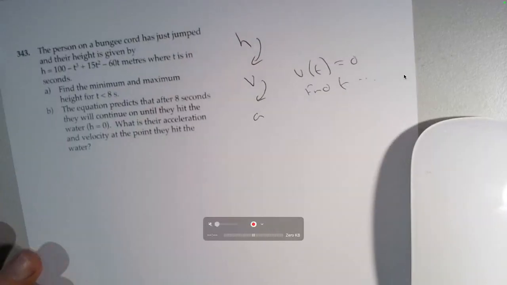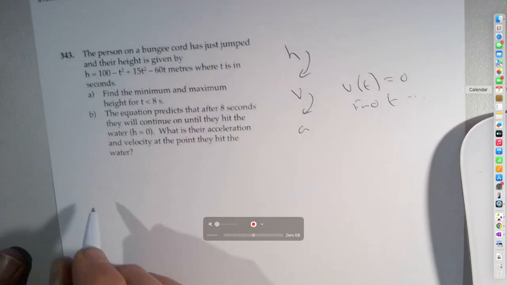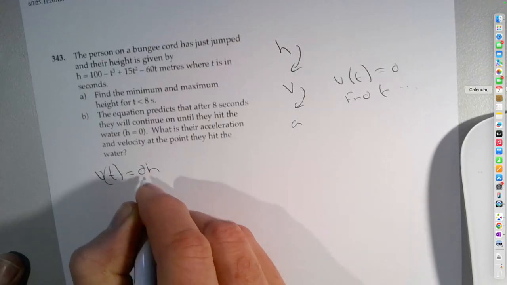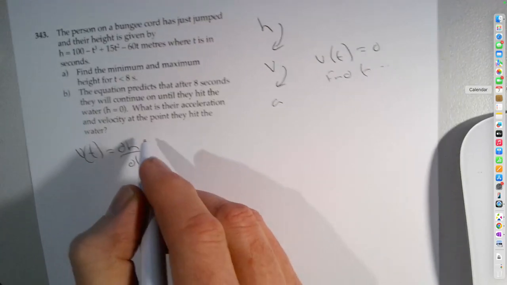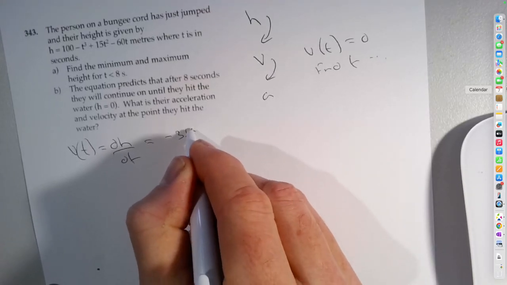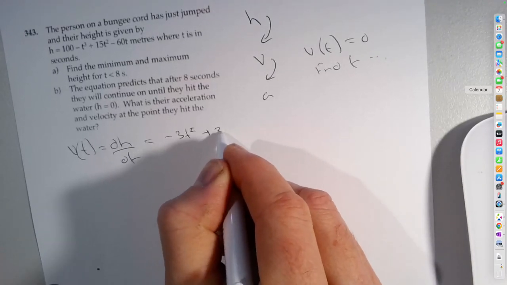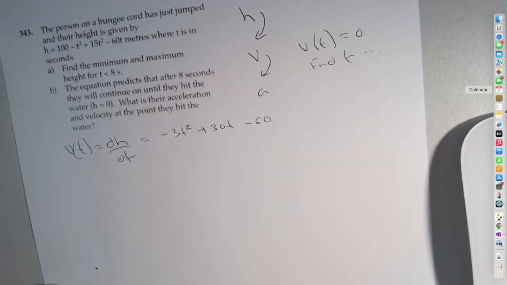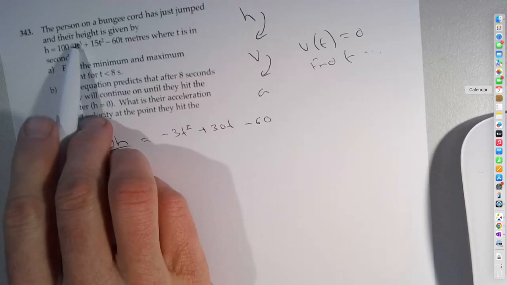Here we go. Okay, so let's differentiate this. So we're going to say velocity with respect to t is dh by dt, and that's going to be minus 3t squared plus 30t minus 60. So, because we've differentiated that expression there.